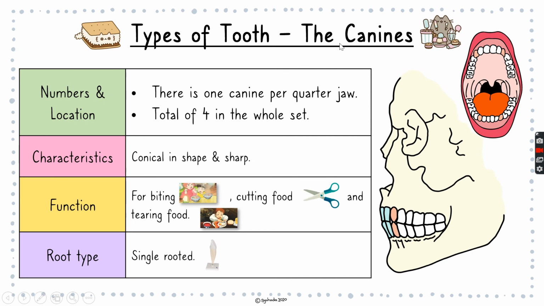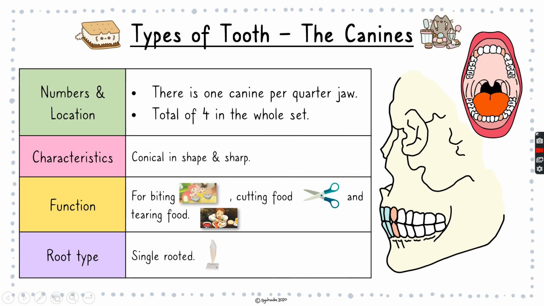The next type of tooth is the canines. It's right over here. There is one canine per quarter jaw. So if we're looking at just one quarter jaw, that means one quarter of either the top or the lower. You can see one here and another one here. There's a total of 4 in the whole set. If you look over here, you have 1, 2, 3, and 4.